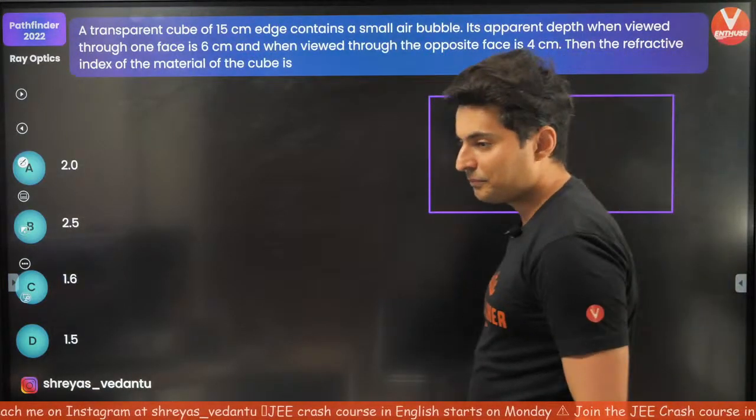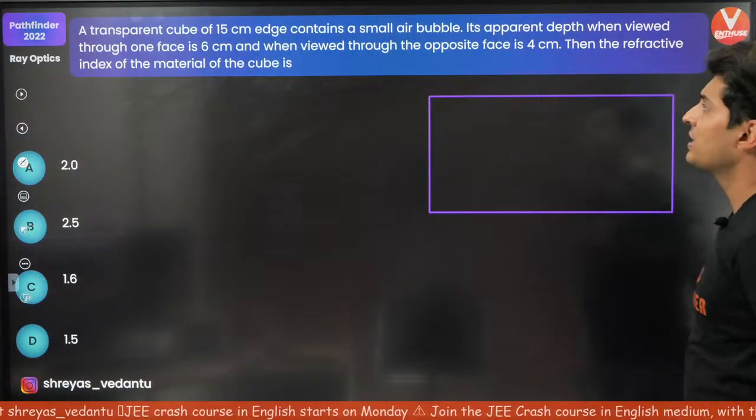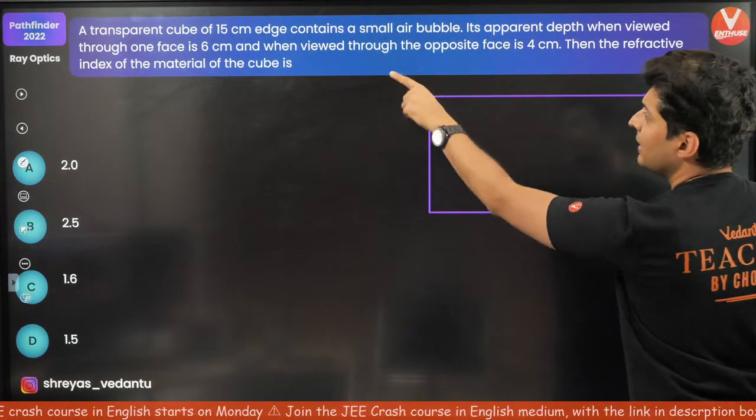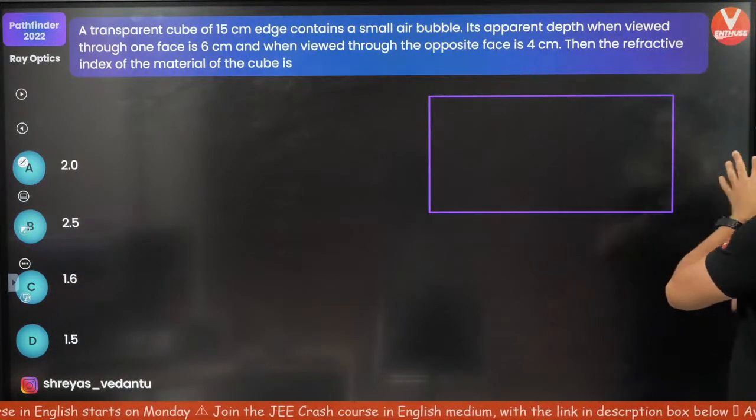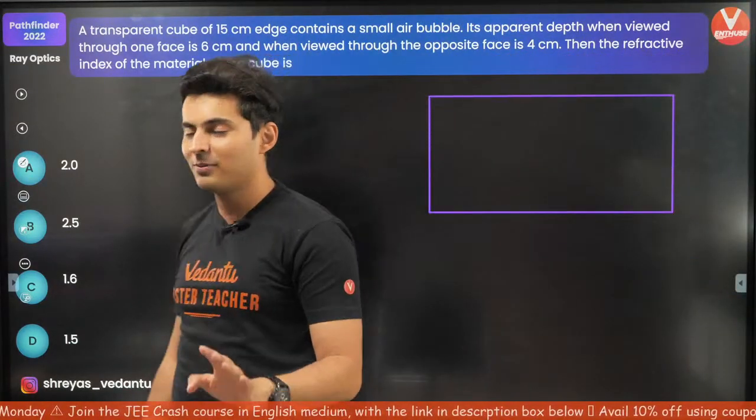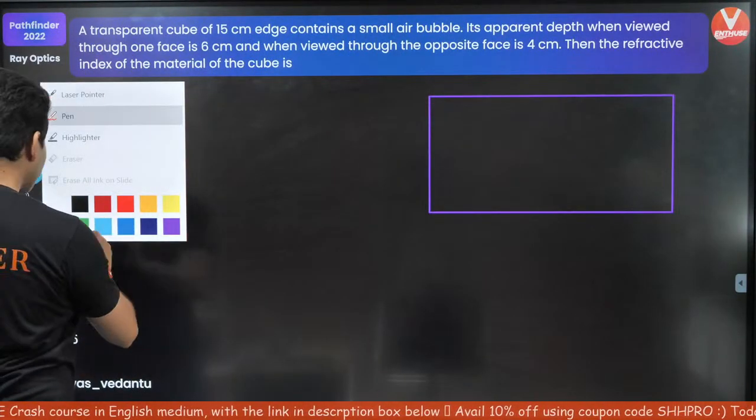Coming up on your screen: a transparent cube of 15 centimeter edge contains a small air bubble. Its apparent depth when seen from this side is 6. Apparent depth when seen from the opposite side is 4. Then the refractive index of the material of the cube is? Very interesting phenomena. You can even apply this in real life.